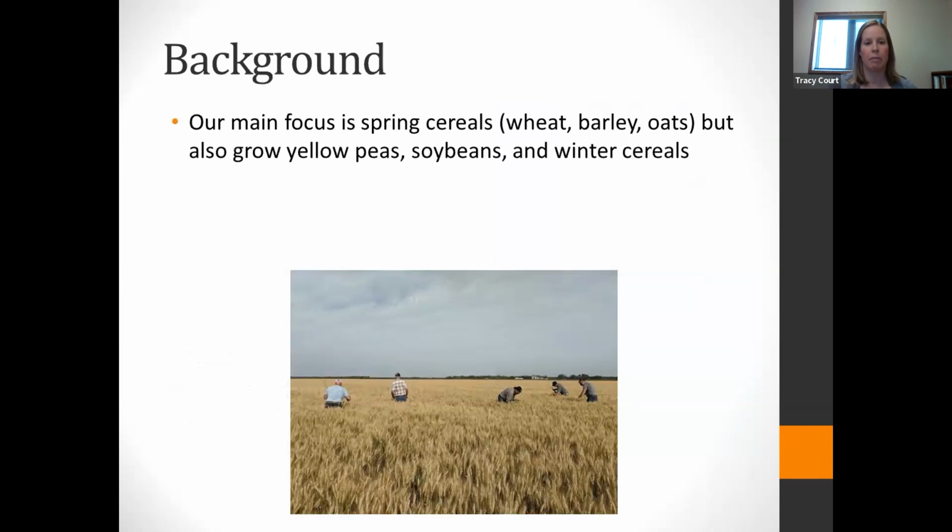So our main focus is spring cereals. Wheat, barley, and oats would probably make up 80% of our seed production acres on any given year. We also grow yellow peas, soybeans, and winter cereals. But you'll see some of the data that I pulled today is mostly focused on those spring cereals because that is where our business focuses.